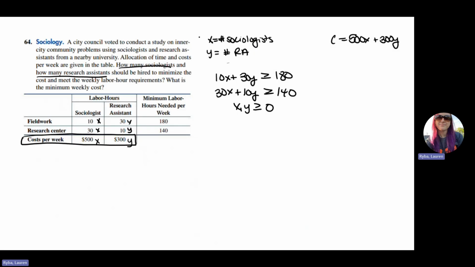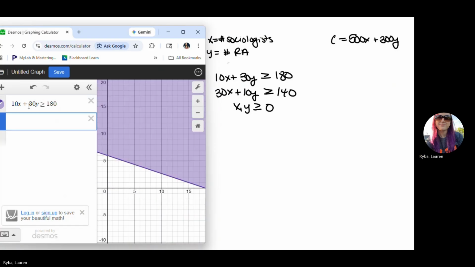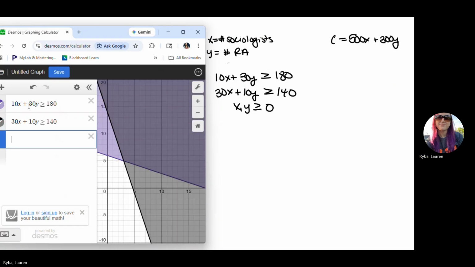Okay, so we've got what our variables stand for. These are our inequalities. This is our objective function. So next is to graph and find all the corner points. All right, 10X plus 30Y greater than or equal to 180. 30X plus 10Y greater than or equal to 140. X greater than or equal to 0. Y greater than or equal to 0.